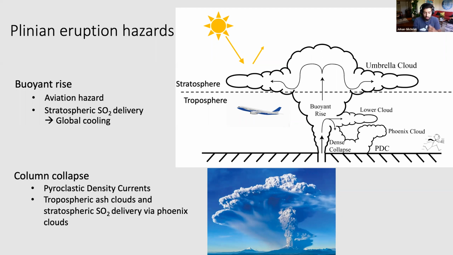But also in the case of Mount Pinatubo in 1991, we saw that phoenix clouds rising from these gravity currents were able to deliver SO2 to the stratosphere.